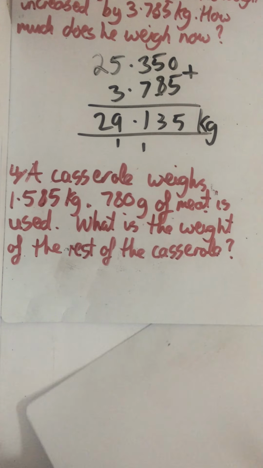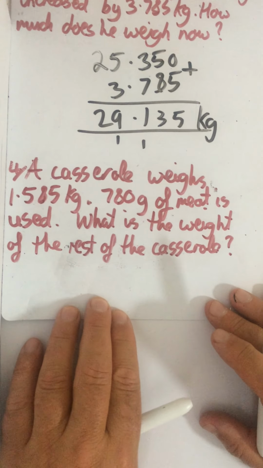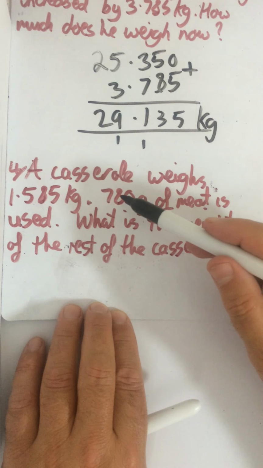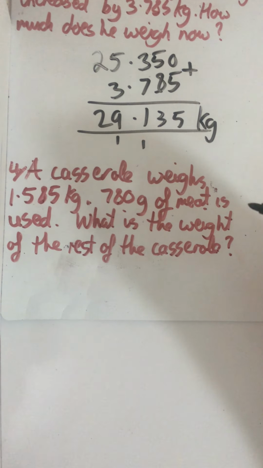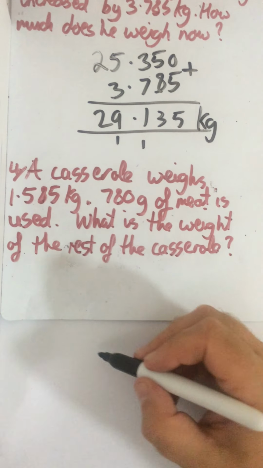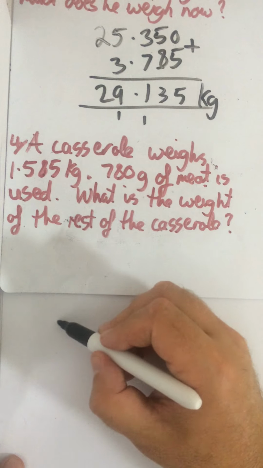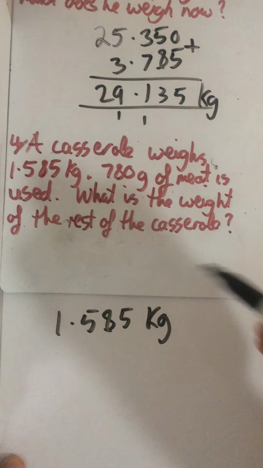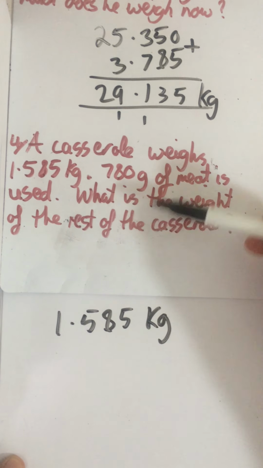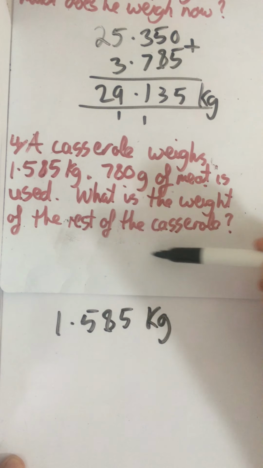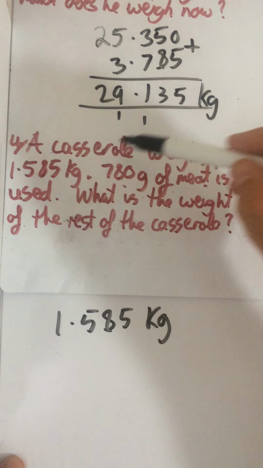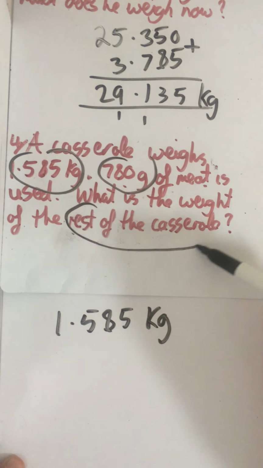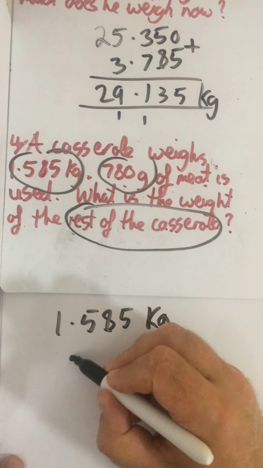Let's have a look at the last one. A casserole weighs 1.585 kilograms. 780 grams of meat is used. What's the weight of the rest of the casserole? So overall the casserole weighs 1.585 kilograms. Now 780 grams of that is meat, but what is the rest of it? To find out the rest, am I adding or taking away? Well, that's the whole thing, minus the meat, will tell us what the rest of the casserole weighs. So it is a subtraction.